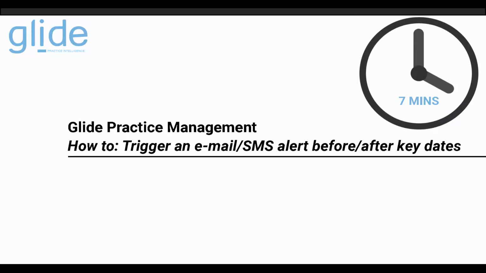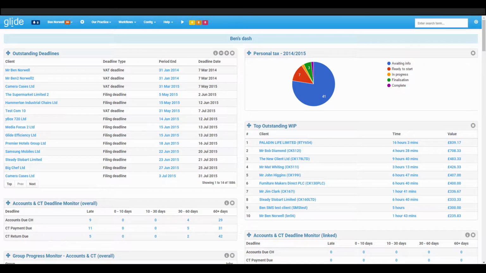Hi, we're going to do a short video showing you how to set up a workflow alert. So, what is an alert? An alert is a message, either an email or an SMS, that is triggered a certain number of days in advance of or subsequent to a key date on a job.